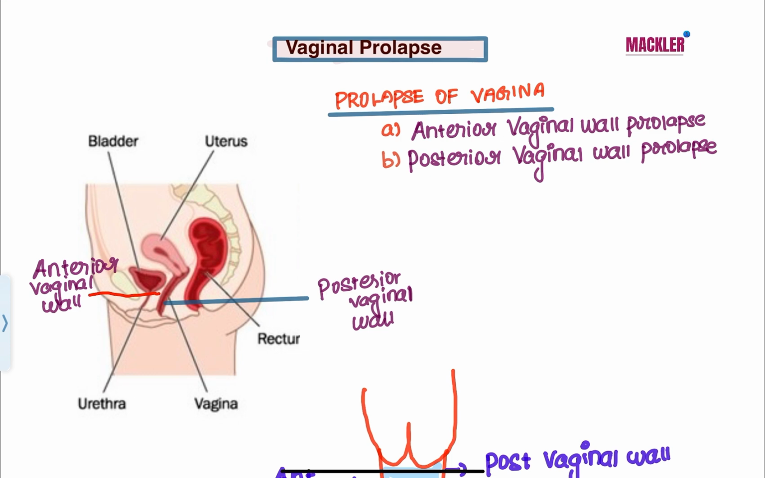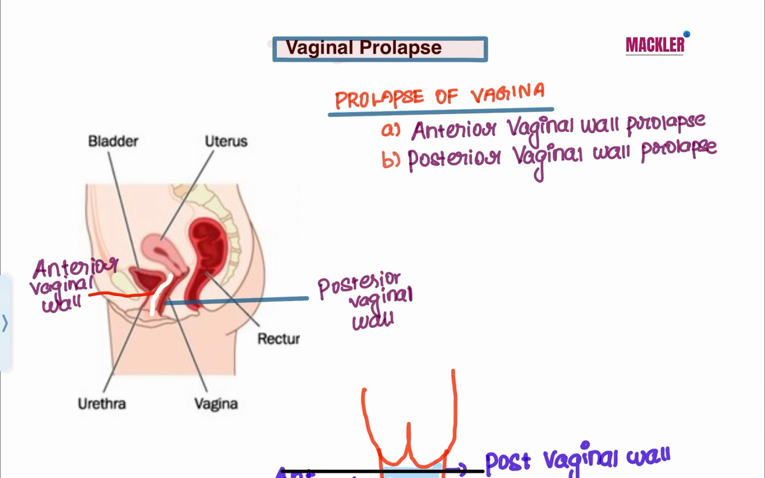Basically, the vagina has two important walls: the anterior vaginal wall and the posterior vaginal wall. As you can see in this image, the structure you are seeing here is the uterus. The structure just anterior to the uterus is the bladder, and the distal portion of the bladder, as we all know, is the urethra. Immediately posterior to the uterus we have the rectum. The distal portion of the cervix is the vagina. So this is the uterus, this is the cervix, and this is the vagina.